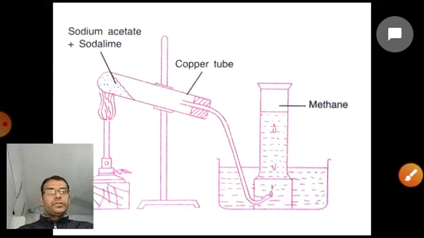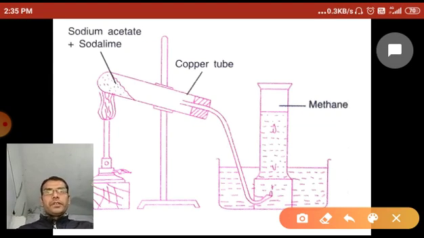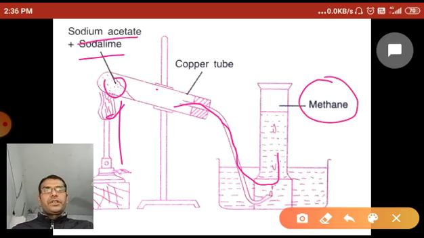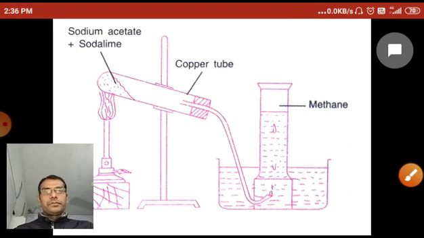Let's see the diagram. First, take the sodium acetate and soda lime in a test tube and start to heat it with the help of the burner. Then methane gas is produced in the tube, and that methane gas passes through the delivery tube into an inverted gas jar. The methane gas is collected in the inverted gas jar by the downward displacement of water, because methane is lighter than water.